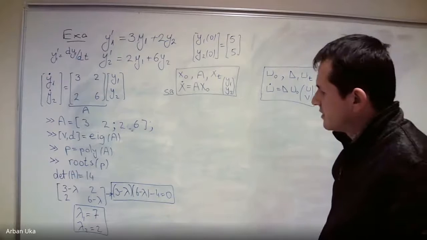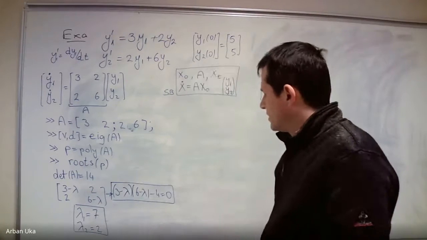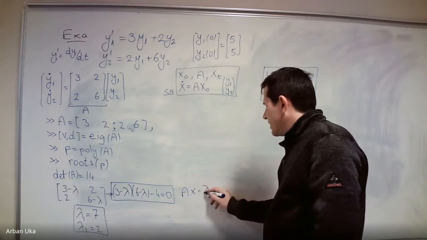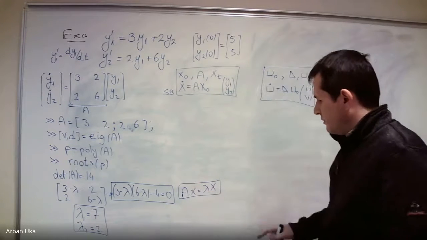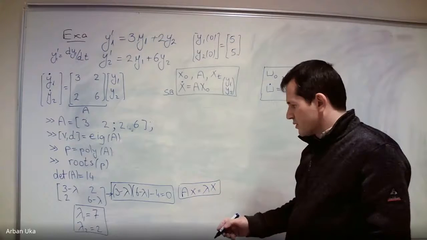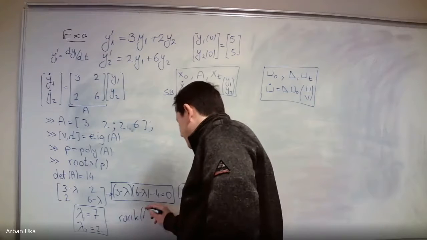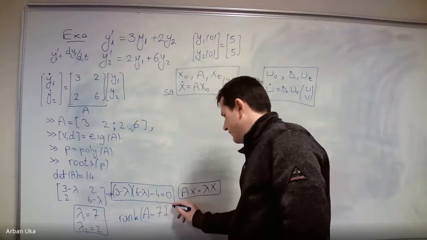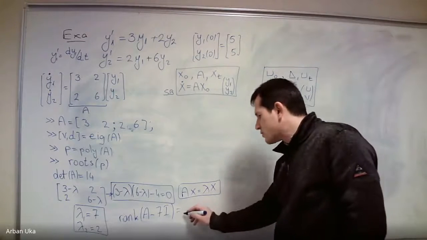Okay, to find eigenvectors, we know the following. Let's look at this matrix. And let's remember that we have Ax equal to lambda x, right? So this is the eigenvalue equation. But let me ask you this question. What is the rank of A minus 7I? What is the rank of this matrix? It will be 1. Correct. It's going to be 1.